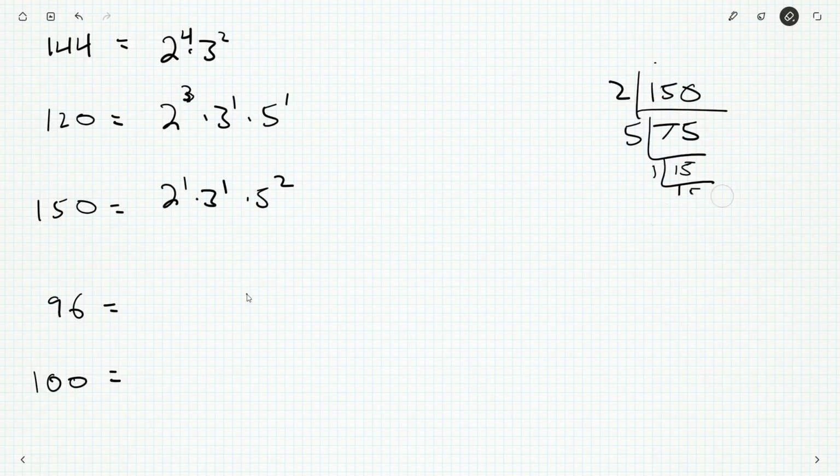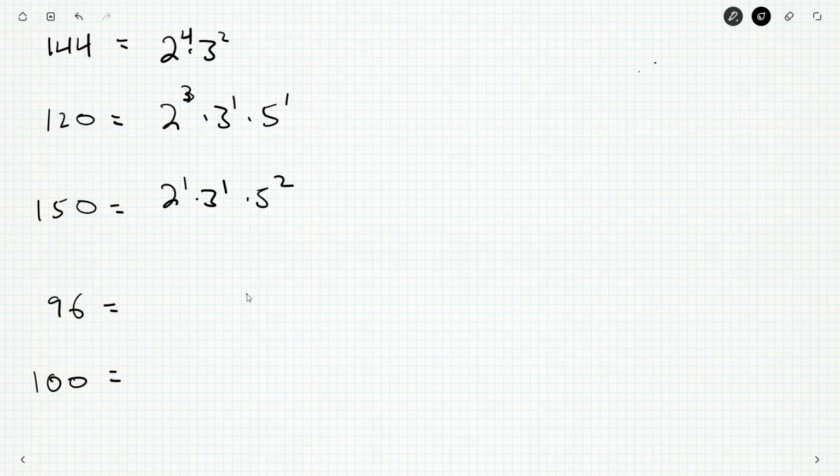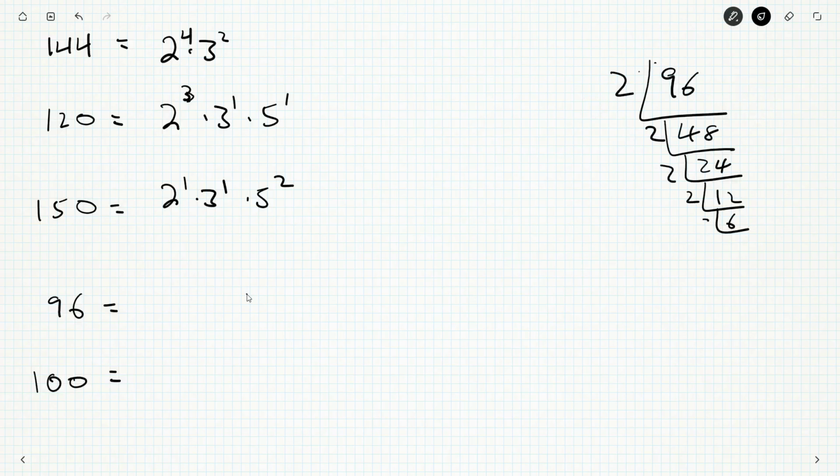All right, how about 96? I think it's going to be either 96 or 144, because that 4 plus 1 is going to give me a 5, and that's going to get far and away. But 96 just might have enough 2s and 3s to do it. We'll see. 96 goes down to 48, and that goes down to 24, to 12, to 6, and then 3. So that's 5 2s, but only 1 3. I think 144's got this. And then 100, well, that's 10 squared, and 10 is 2 times 5. So 2 squared, 5 squared.